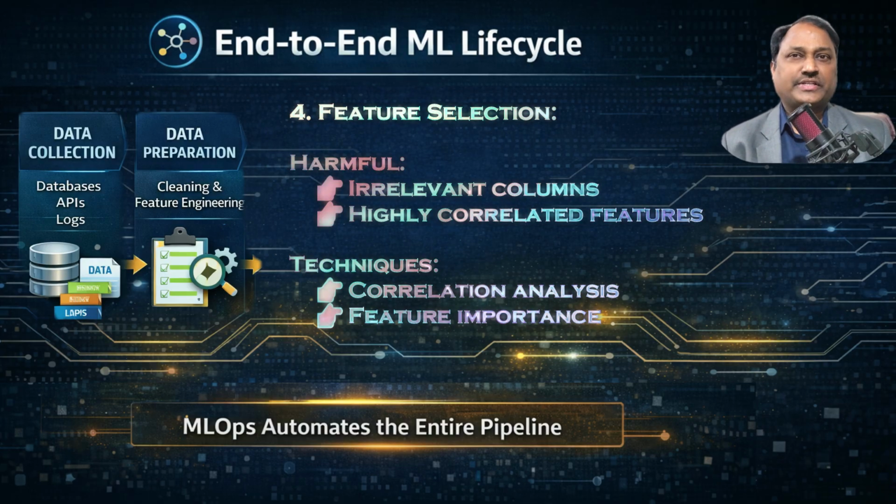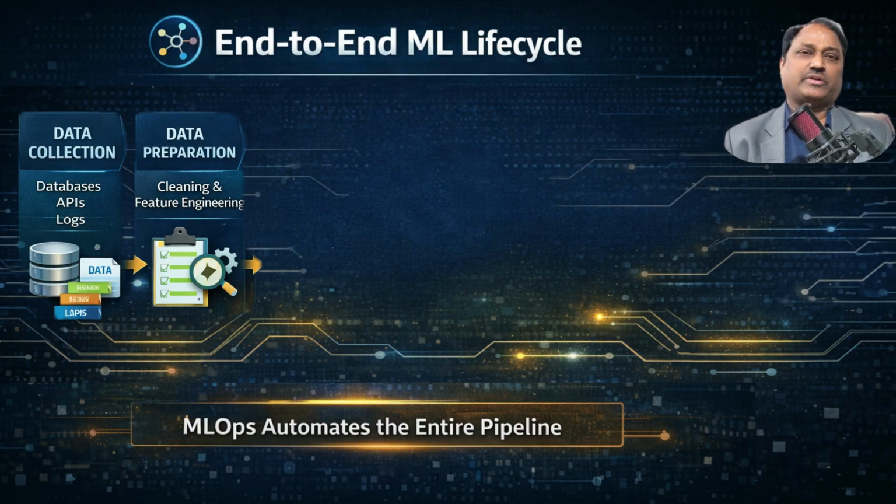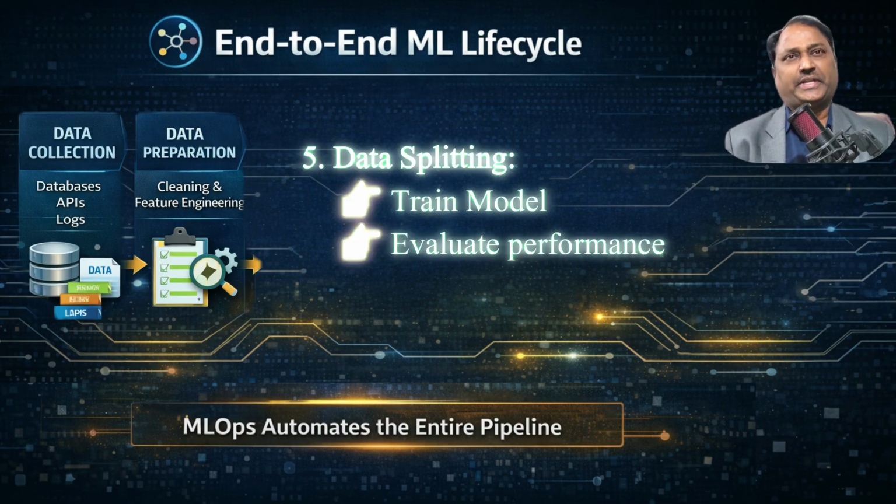Techniques. Correlation analysis identifies relationships between features to detect redundancy or dependency. Feature importance measures how much each feature contributes to the model's predictions. So removing unnecessary features improves performance and reduces complexity. Next key component as part of data preparation is data splitting.